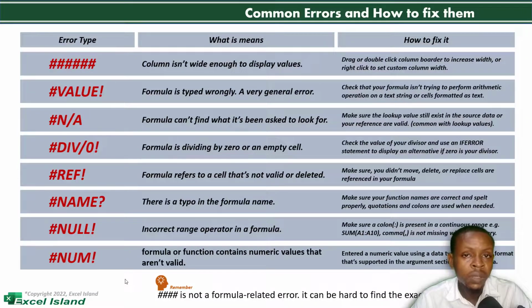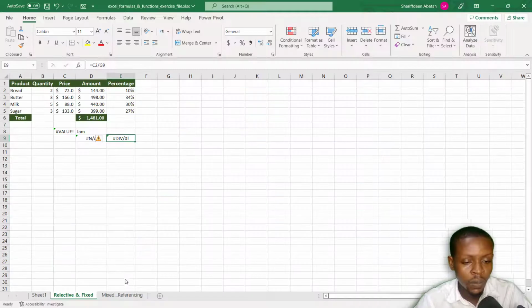So the next error type, we'll look at what is called the ref error. What this means is that the formula refers to a cell that is not valid or that is deleted. So to fix this, make sure you didn't move, delete, or replace cells that are referenced in your formula. So let's jump to Microsoft Excel and recreate the ref error.